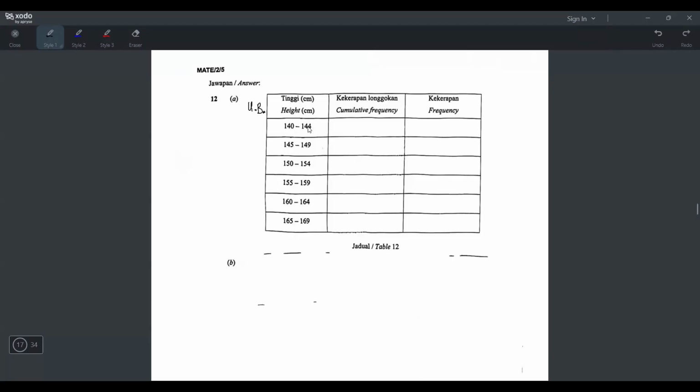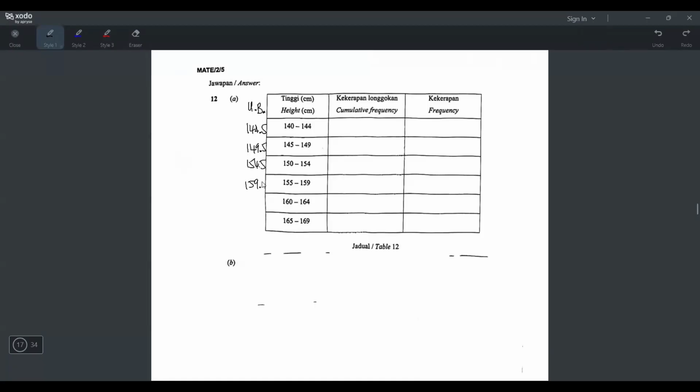Okay, so how to find upper boundary for the first class? 144 plus 145 divided 2, which is 144.5. Okay, so remember, when you find upper boundary, the method is take the upper limit. Upper limit means the big number in the class, and then plus with the next number divide 2, right? Okay, same with the next one. You will take the upper limit, which is 149, plus with the next number 150 divide 2, you get 149.5. And then you do the same, you get 154.5.